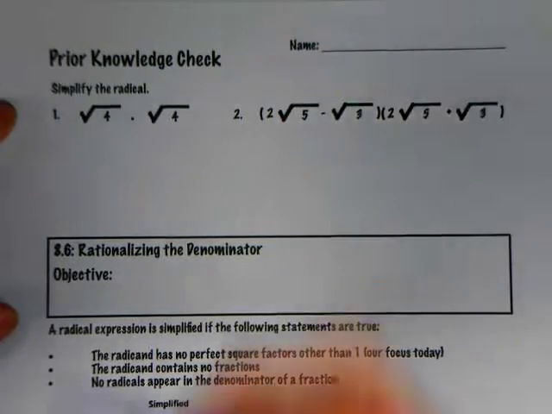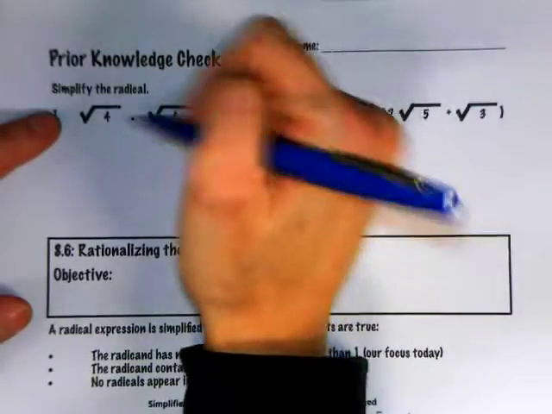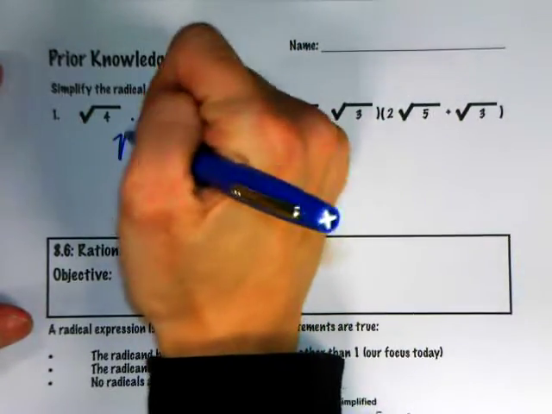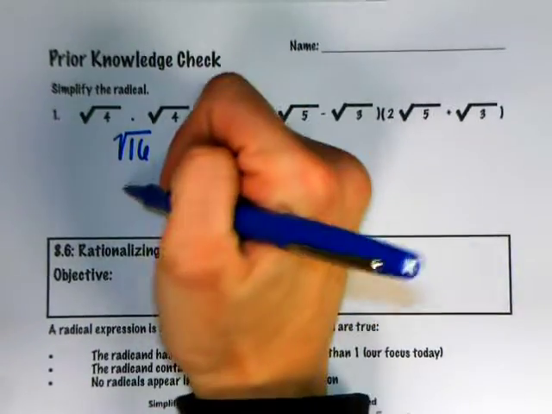Okay, so for number one, when you're multiplying radicals, remember to multiply the insides. So 4 times 4 would be radical 16, and then the square root of 16 is just 4.